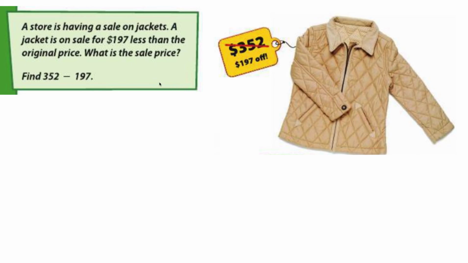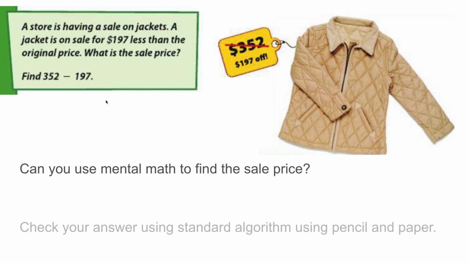What I would do is, I'm gonna change this 197 to 200 by adding 3, and I'm gonna do exactly the same thing here. So 355 minus 200, 155. That's how much you're gonna pay, right? Okay, you can also check your answer using the standard algorithm, using pencil and paper.